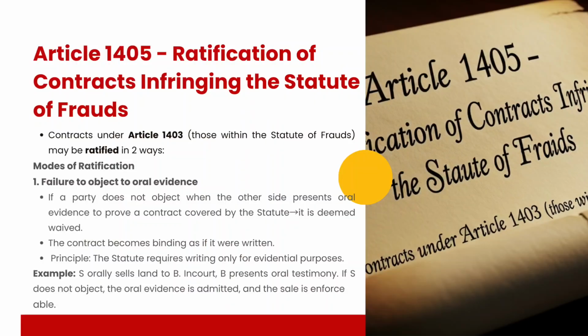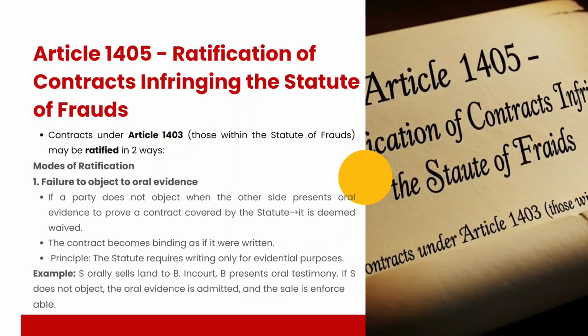Article 1405. Contracts infringing the statute of frauds, referred to in Number 2, Article 1403, are ratified by the failure to object to the presentation of oral evidence to prove the same, or by the acceptance of benefits under them. Modes of ratification under the statute. The ratification of contracts infringing the statute of frauds may be effected in two ways. 1. By failure to object to the presentation of oral evidence to prove the contract.